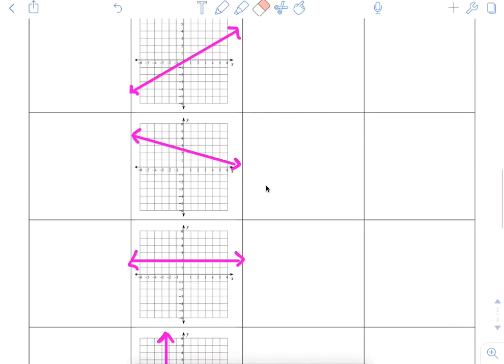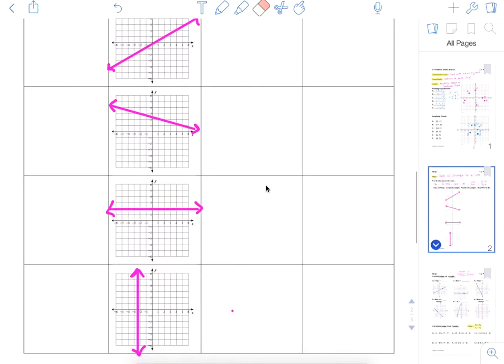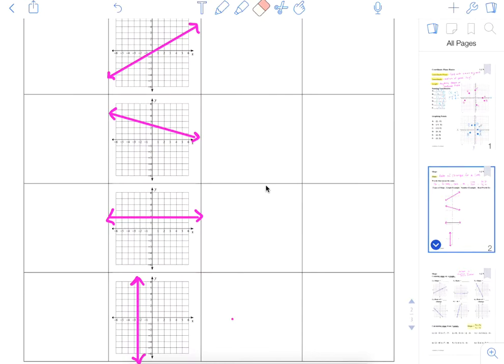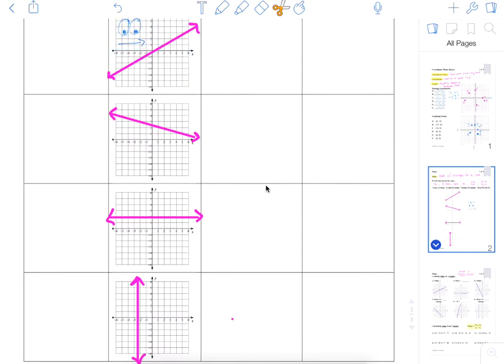All right, so let's jump into this screen. We have 4 different kinds of slope. It's important to know the difference by always looking at your graph. I'm going to draw my little eyeballs. Always looking at a graph from left to right. So I'm going to copy this. And I'm going to remind you that on all of these graphs, we're going to be reading them from left to right.